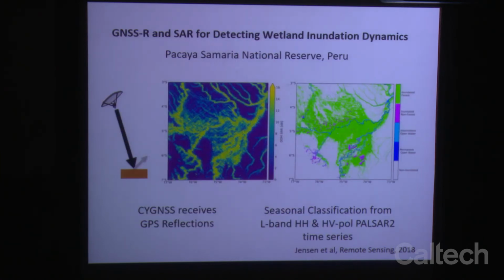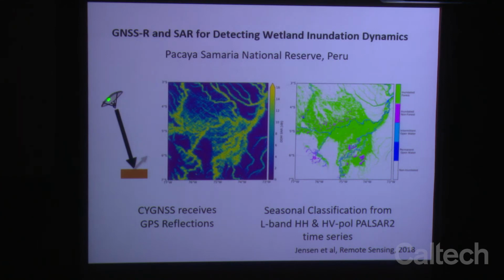And then I wanted to mention this. This is work done by Kat Jensen in my group that we've been working with Erika on here at JPL. We're using data from the GPS constellation. This is a NASA mission, CYGNSS, which is a set of receivers that fly in a low inclination orbit focusing on the tropics, but it's measuring GPS reflections.